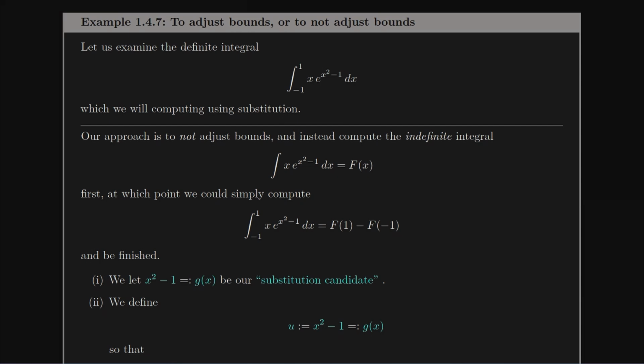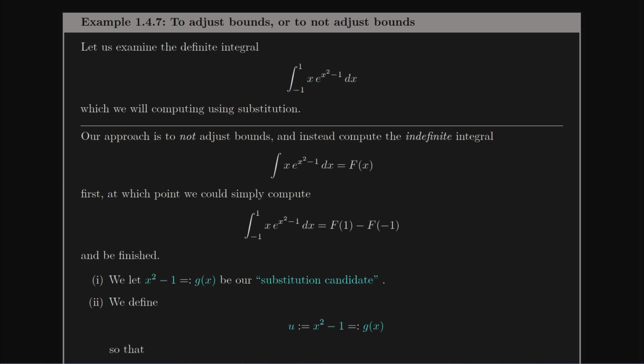So let's look at the definite integral, definite because I've included bounds here, -1 to 1, of x e to the x squared minus 1 dx. I'm going to start with my approach, which is the one where I don't adjust bounds. I immediately say, let's forget about the definite bounds being -1 and 1. I've opened up my bounds and I'm just looking for an antiderivative here. Once I find our antiderivative, I can compute F of 1 minus F of -1. That's how we would compute the definite integral.